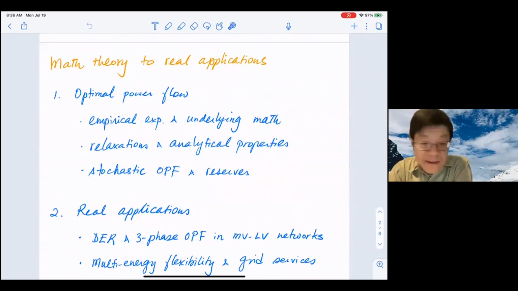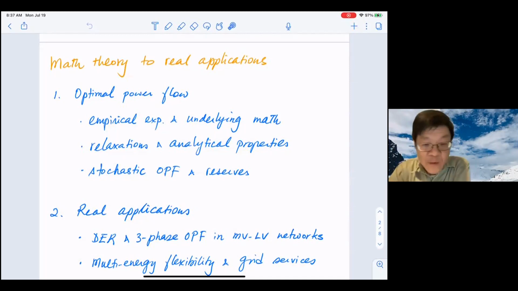And the second thing, as I mentioned earlier, is that the course will cover both some basic mathematical theory underlying the distribution system modeling and also real applications. So for example, optimal power flow is very important because it underlies numerous power system applications and planning. So we will look at, for example, some of the empirical experiences in solving OPF and also the underlying mathematics, trying to understand what we see in practice. We'll look at some relaxations. This is an approach to solving OPF and also some analytical properties of these relaxations.